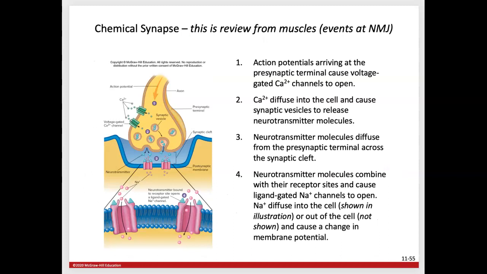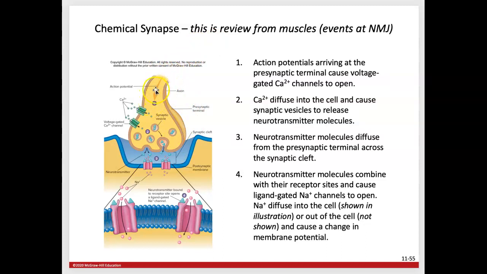This is a review for muscles, specifically when we talked about the events of the neuromuscular junction. It's just like that, so you can see this looks familiar. You have your terminal end, or the presynaptic terminal. It's basically the end of the neuron. The axon would be coming from here. Here comes the action potential.